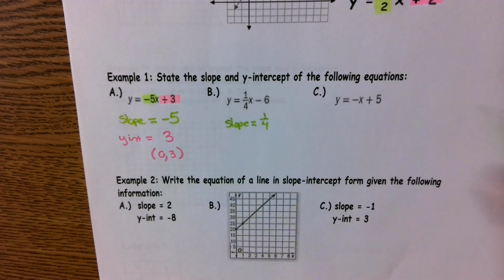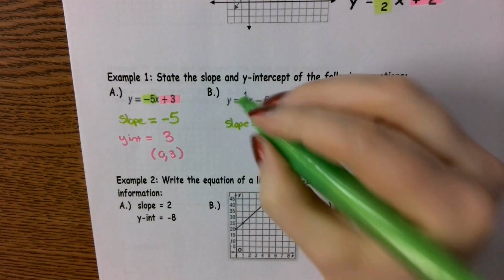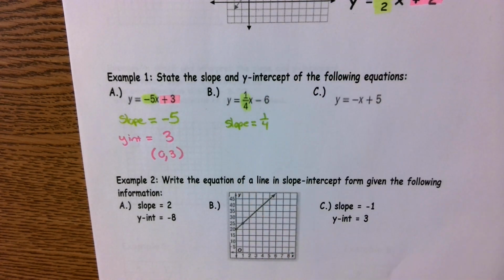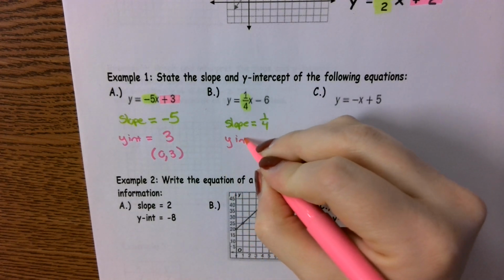1/4. Our slope for problem B is just that 1/4. What about our y-intercept? What is our y-intercept going to be, Cole?